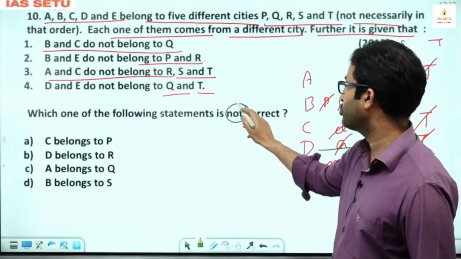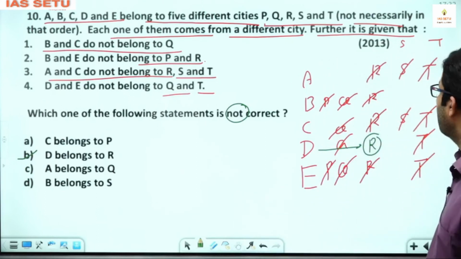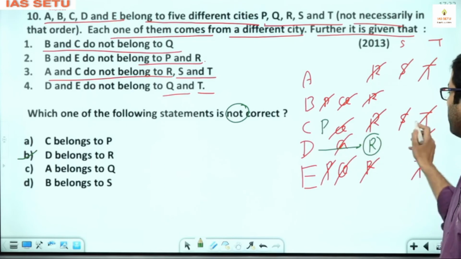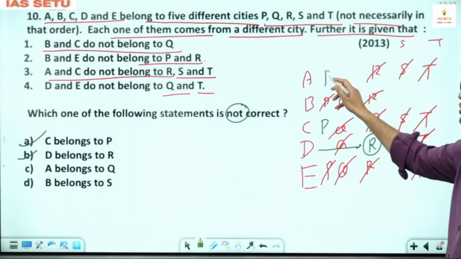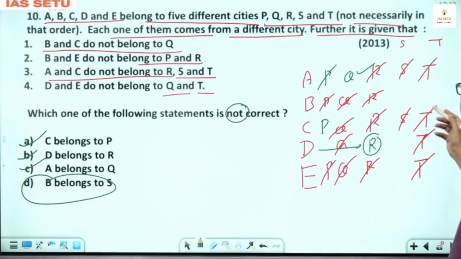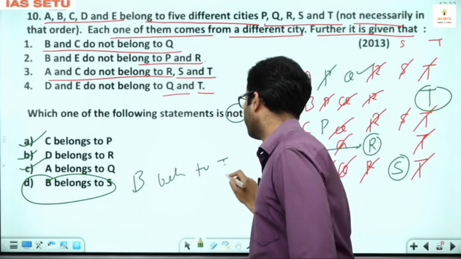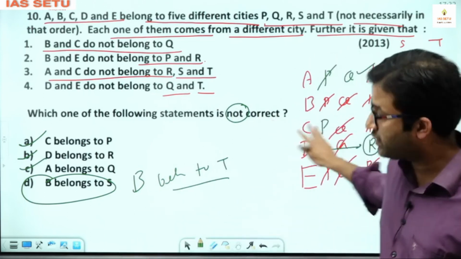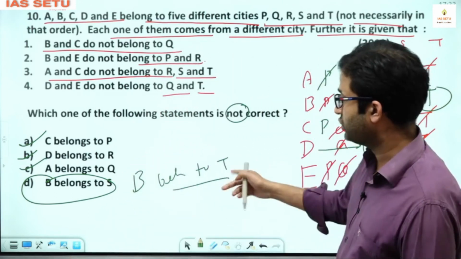Which of the following statements is not correct? D belongs to R, this statement is correct. But we are looking for the not correct statement. C belongs to P, yes. P, Q, R, S, T. So this statement is also correct. A belongs to Q. Yes, it cannot be P, so A belongs to Q. This is also correct. So the answer has to be D, B belongs to S. B actually belongs to T, and E belongs to S. So the answer is option D. It is better to make only one table, don't make multiple tables, otherwise there will be confusion. So question number 10, the answer is D.